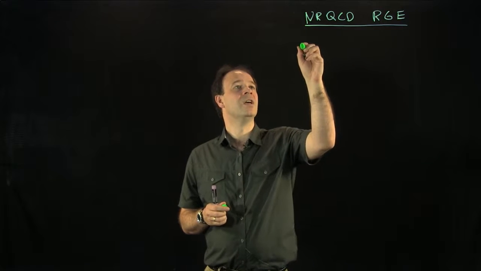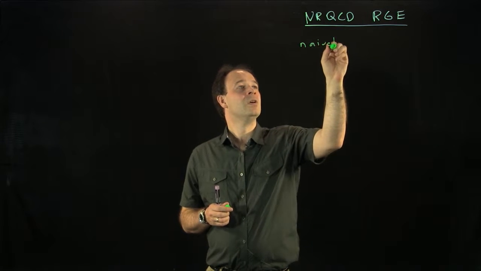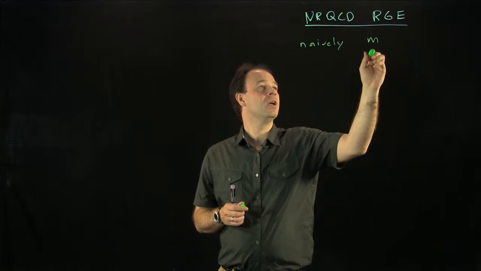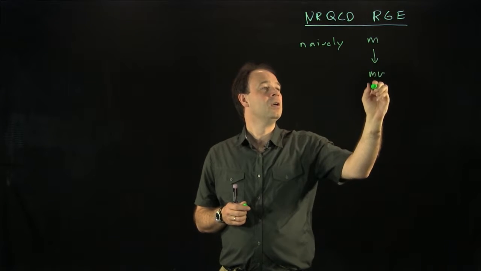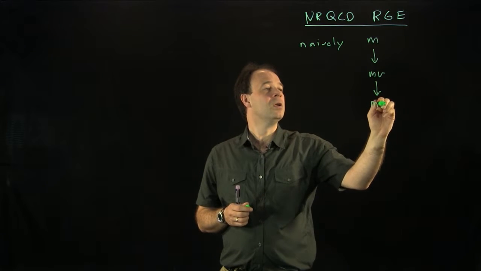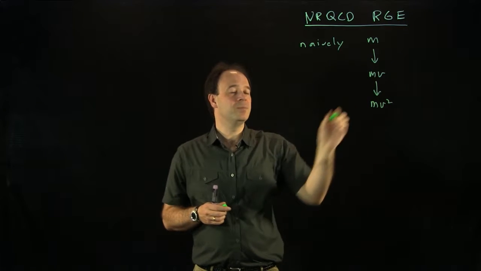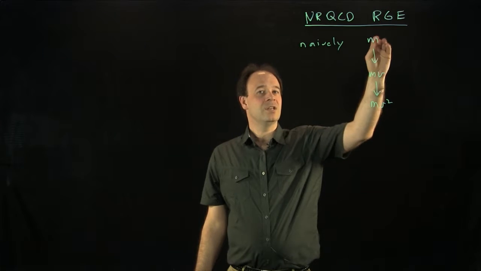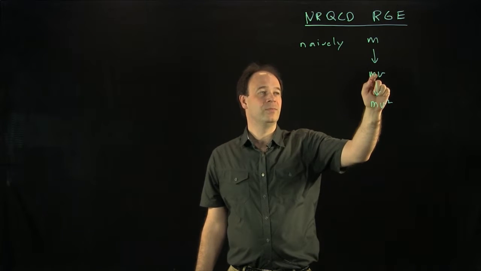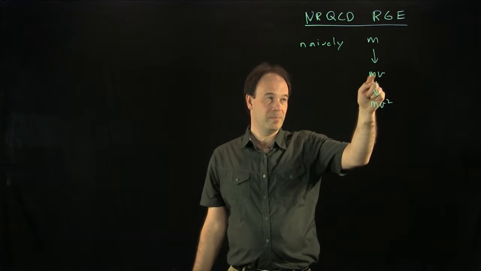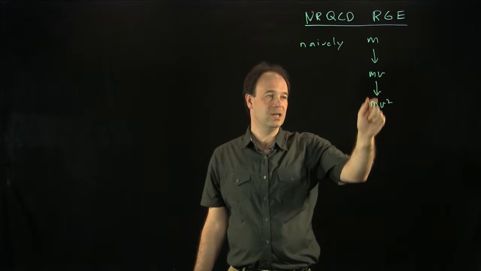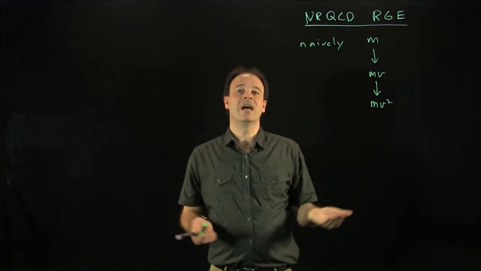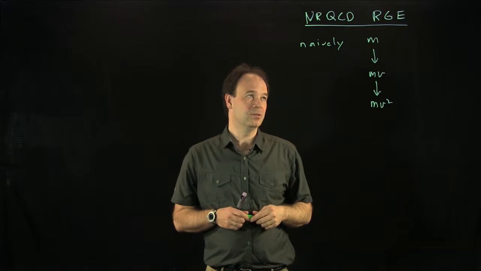So what are the scales in the problem? Well, naively, we just have m, and then we have mv, and then we have mv squared. And this is much bigger than this is much bigger than that. So you would think that the way you would do the RG is you would match at this scale, run down to this scale, match at this scale, and then continue running down to this scale. That would be the very natural way of doing the renormalization group.